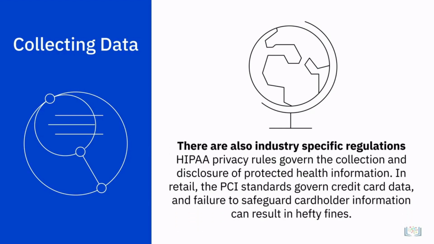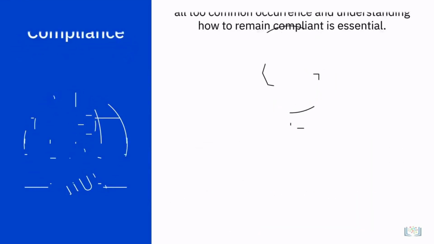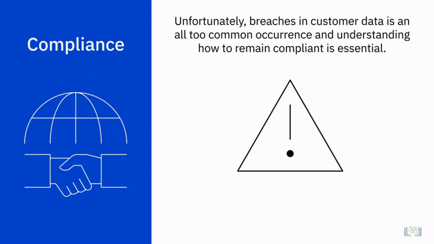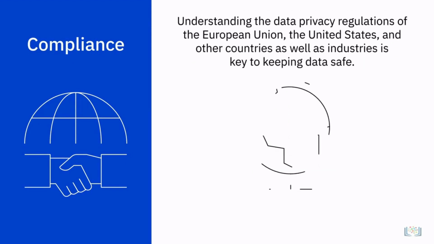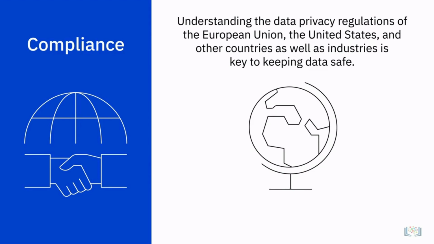There are also industry-specific regulations that govern the collection and use of sensitive and personal data. For example, in healthcare, HIPAA privacy rules govern the collection and disclosure of protected health information. In retail, the PCI standards govern credit card data, and failure to safeguard cardholder information can result in hefty fines. With a basic understanding of these policies, we are able to remain compliant when handling any sensitive information. Unfortunately, breaches in customer data are an all too common occurrence, and understanding how to remain compliant is essential. Understanding the data privacy regulations of the European Union, the United States, and other countries as well as industries is key to keeping data safe.